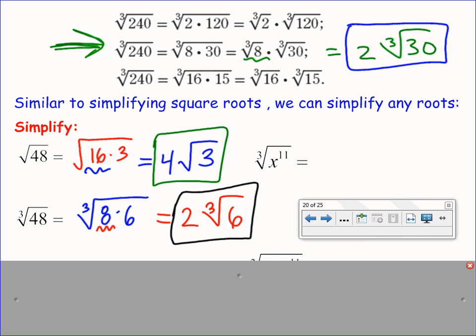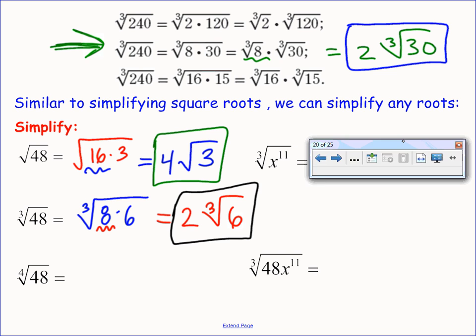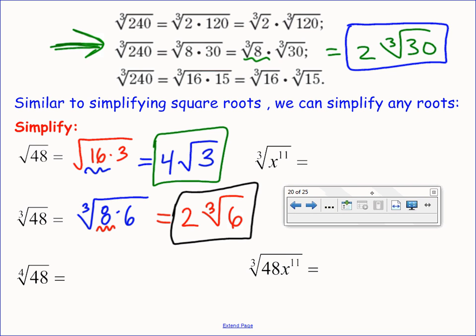Awesome. And one number to go, and then we'll do some variable expressions. The fourth root of 48 isn't going to be handled by my blue list or my red list. I'll have to go to my black list. So the perfect fourth powers are 1 to the fourth is 1, 2 to the fourth is 16, 3 to the fourth is 81, 4 to the fourth is 256, is it? 256? And that's probably good for right now.